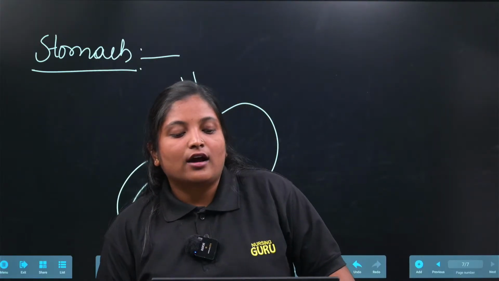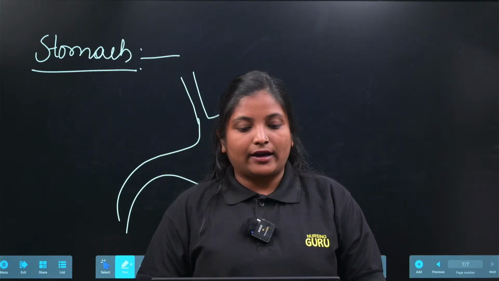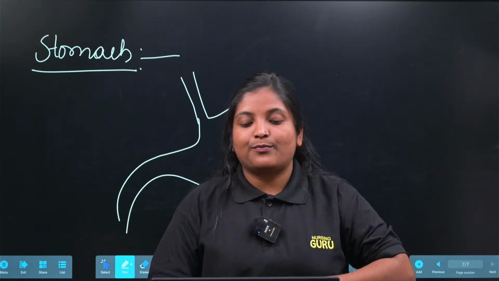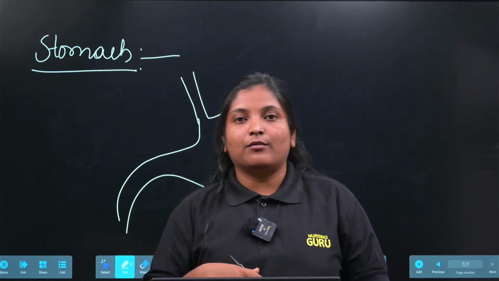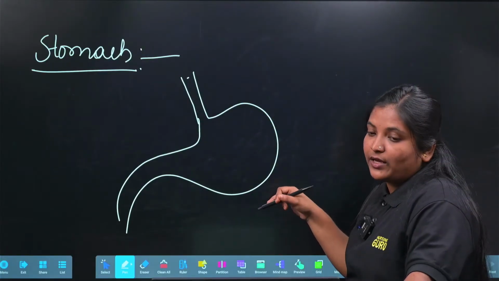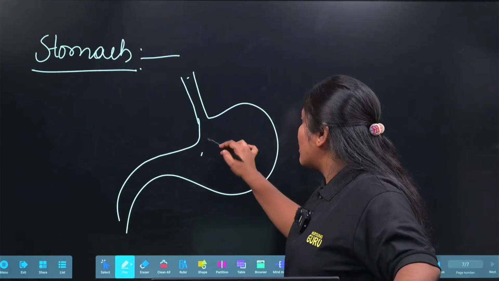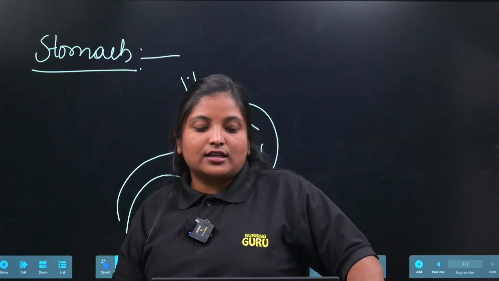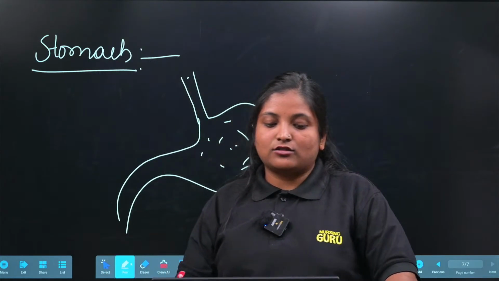Okay, so the stomach is the widest and most distensible part of the alimentary canal, between the esophagus and the duodenum. Okay, so between the esophagus and the duodenum there is a lot of distance. It forms a reservoir of the food, and mixes food with the gastric secretion to form a semi-fluid substance called chyme.